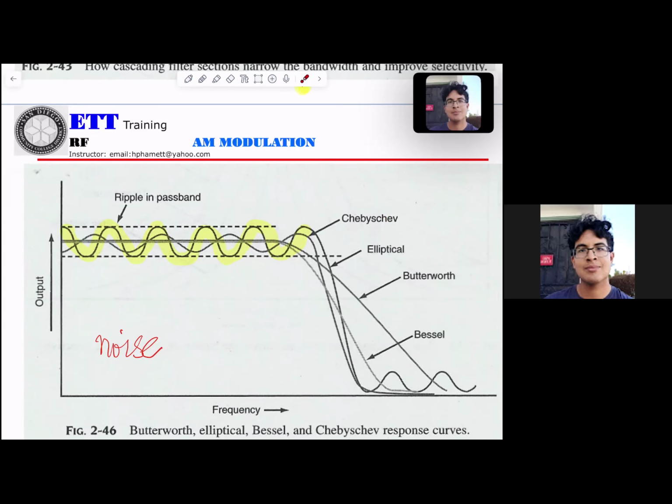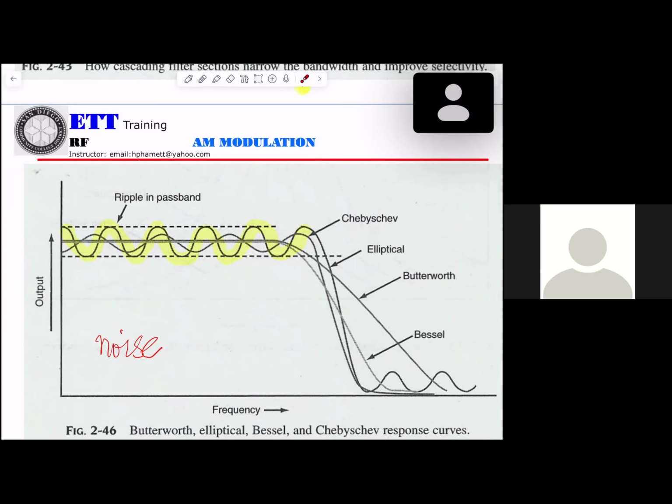I like the Butterworth. Okay, you say the Butterworth. That means this one. Who else? Elliptical. You say elliptical. Now, what do we want? Oh, wait, let me think. Bessel. Maybe Bessel. Okay, so how do we know?